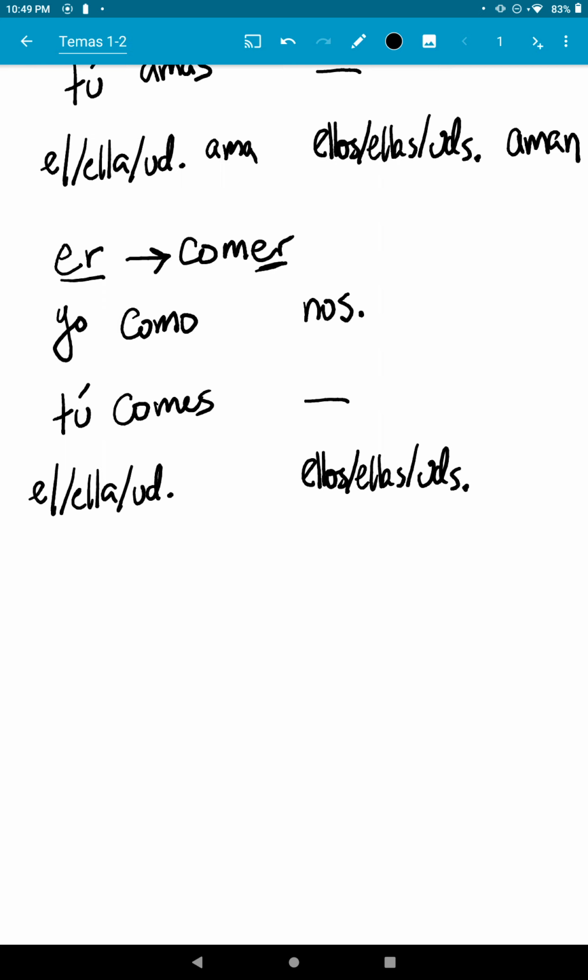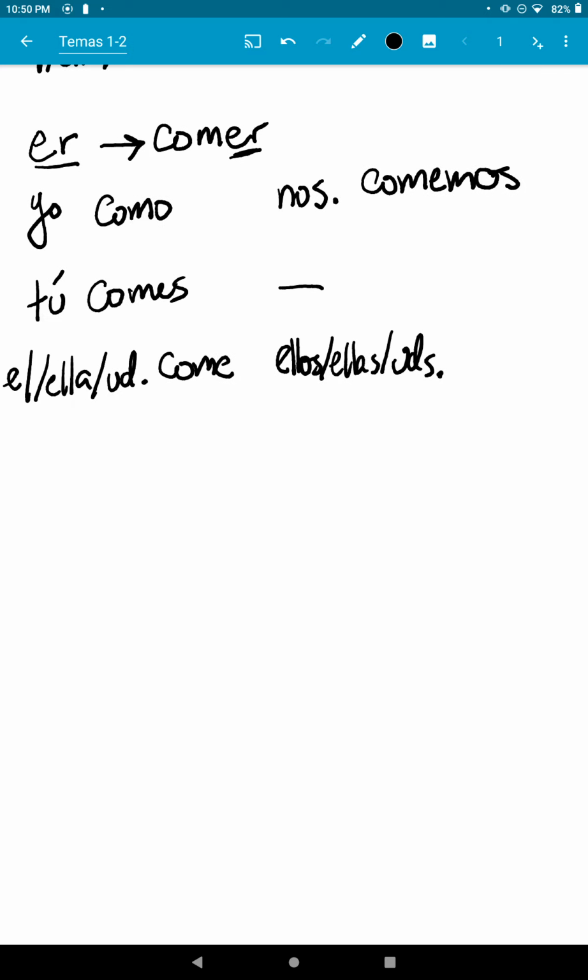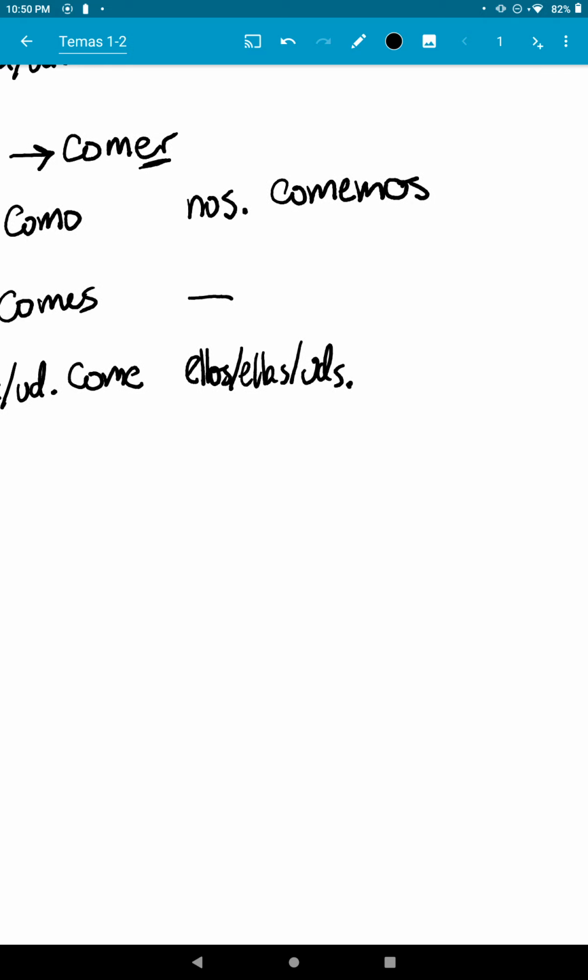Tú comes, you, informal, eat. Él, ella, usted come. He, she, or you, formal, eat. Nosotros comemos, we eat. And then ellos, ellas, ustedes, they, or you, plural, or like you guys, formal, comen.